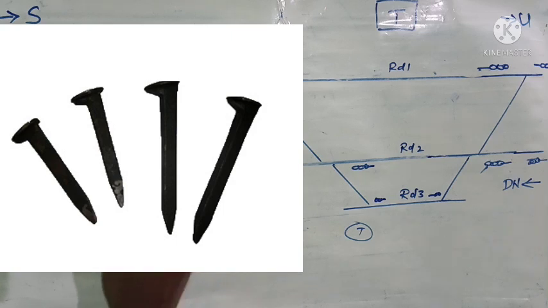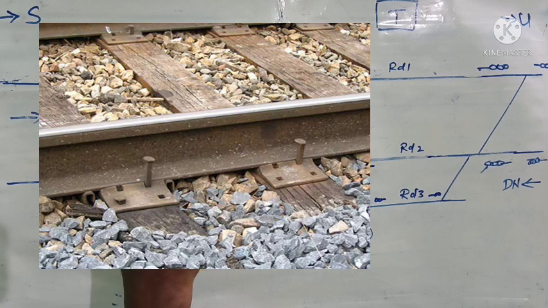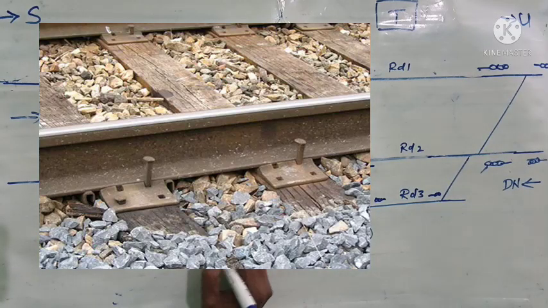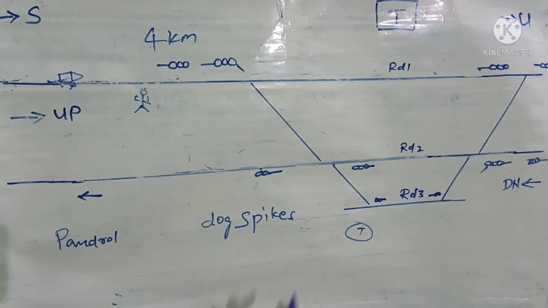So these are the spikes. Using these spikes only, the rail is fixed with the sleepers. Wooden sleepers were then in use. So these are called dog spikes. Why it is called dog spikes, I don't know.